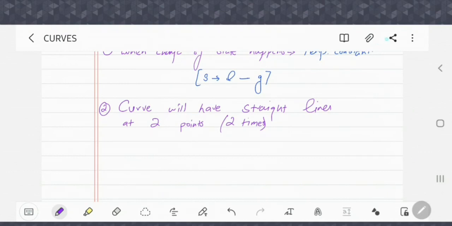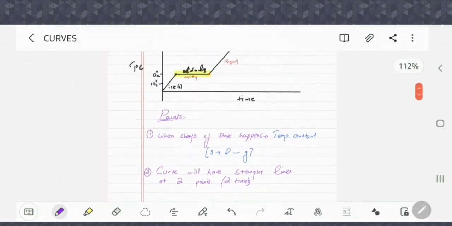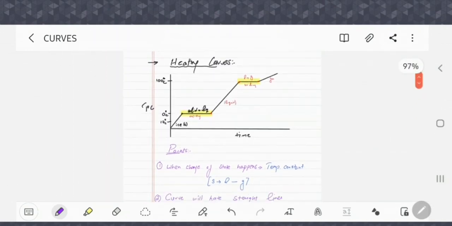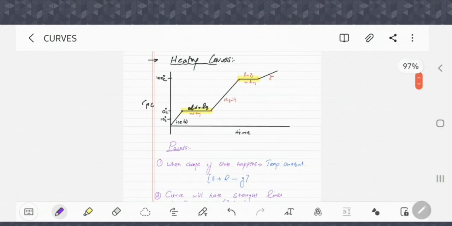Now that was a short video of how the heating curve can be drawn and how it can be used to indicate or to find the points of melting and boiling.